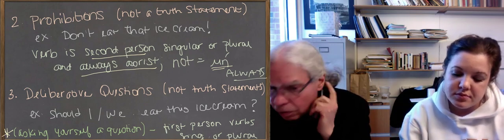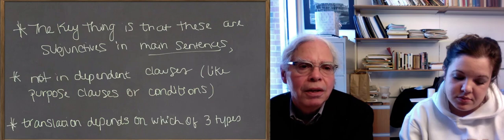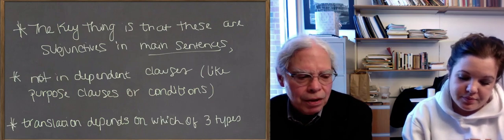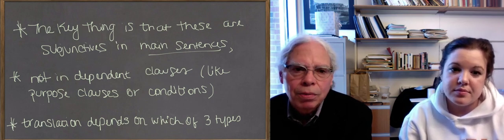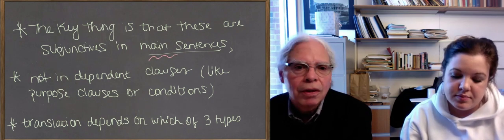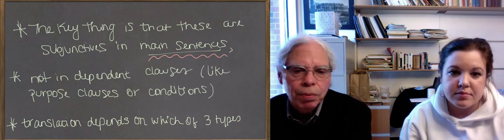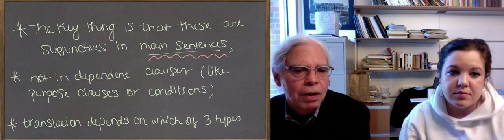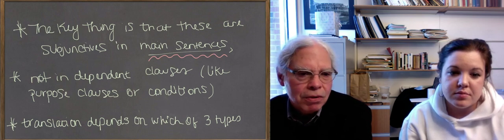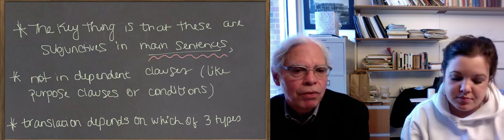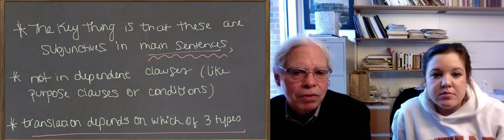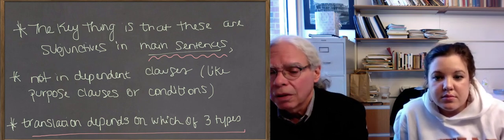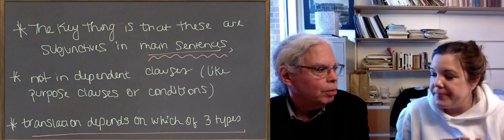So let's look at a few simple examples in Greek. These are the key things that make these distinctive. One is that, again, to repeat, the subjunctives are the verbs of main clauses, not of dependent sentences, like purpose clauses or conditions, which is where we learned to use subjunctives before. And you can't figure out how to translate these subjunctives until you figure out which of the three types it is. So when you see a subjunctive as the main verb of a sentence, you have to ask yourself, is it a prohibition? Is it an exhortation, or is it a deliberative question?